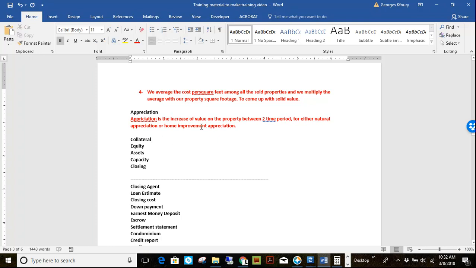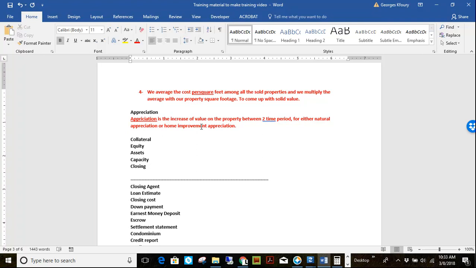Let me be more specific. Let's say somebody bought a house today for $200,000. In natural appreciation, that means with time, properties increase in value, and after 5 years, the property goes up in value on its own because of supply and demand, from 200 to 250,000. That's natural appreciation.